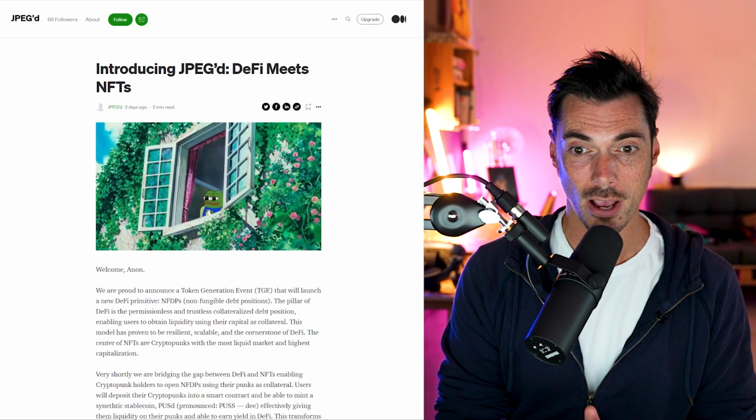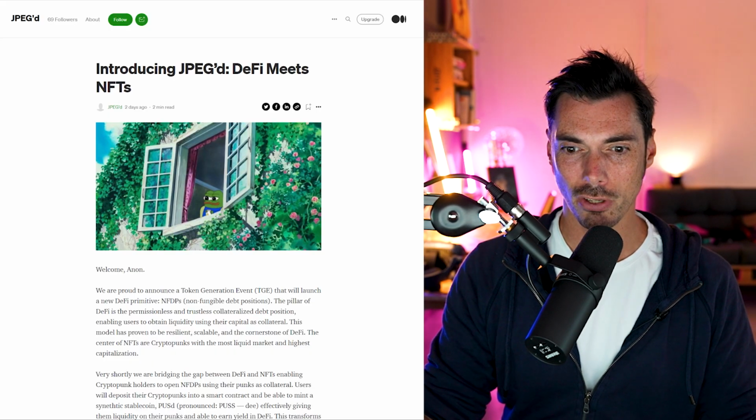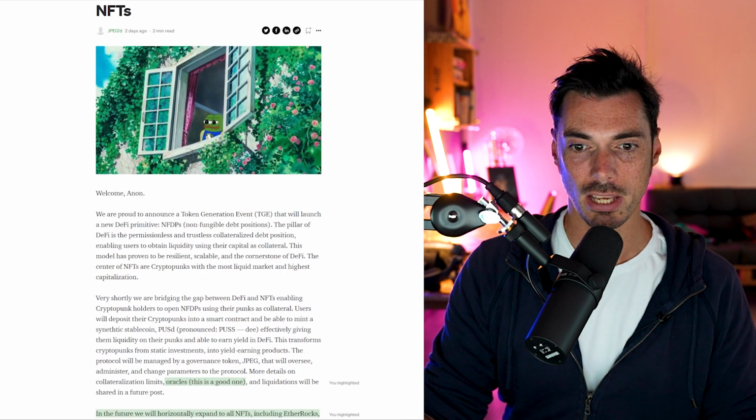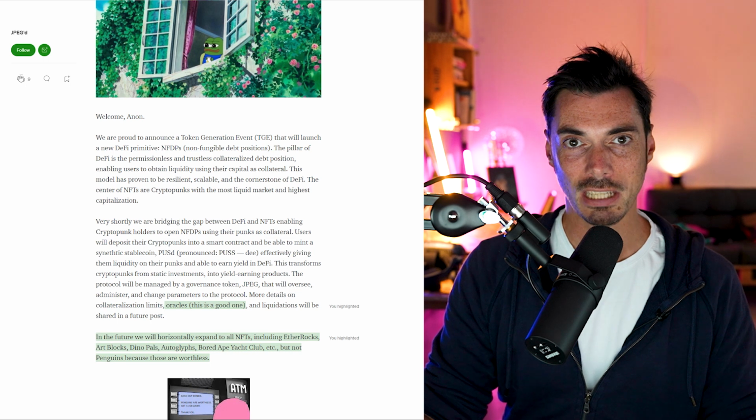Now, we've looked at Treasure, we've looked at things like the Subduck's Vault token, but here we have something kind of unusual, but kind of expected as well. What it is, is an NFDP.